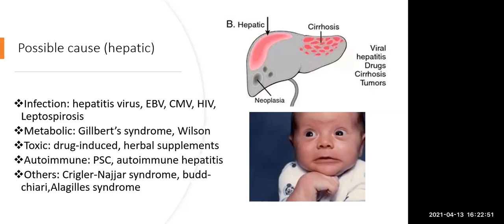Toxic-related, for example, drug-induced, like isoniazid, anti-TB drugs, and also paracetamol overdose. Autoimmune hepatitis, and others like Crigler-Najjar syndrome.